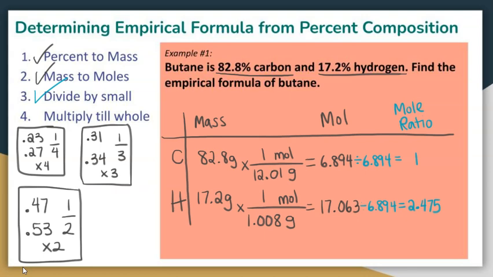2.475 is awfully close to 2.5, so I'm going to multiply both my quantities by 2 to get them to whole numbers. So 1 times 2 of course gives me 2, and 2.475 times 2 gives me right about 5. And so that gets them to whole numbers. It's 4.95 really, but that is very, very close to 5. And so then these are the numbers that make up my empirical formula. So I have 2 carbons, so C2, and then 5 hydrogens, H5. C2H5 is my empirical formula. Empirical.